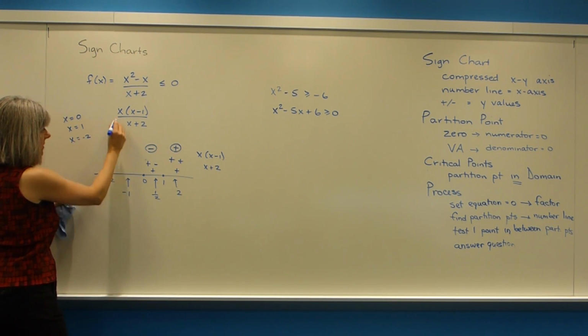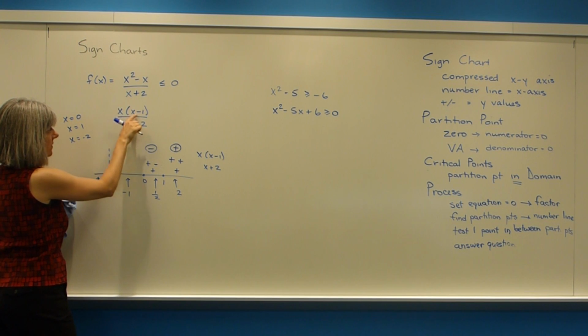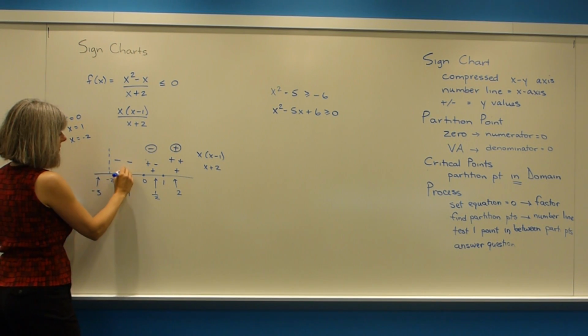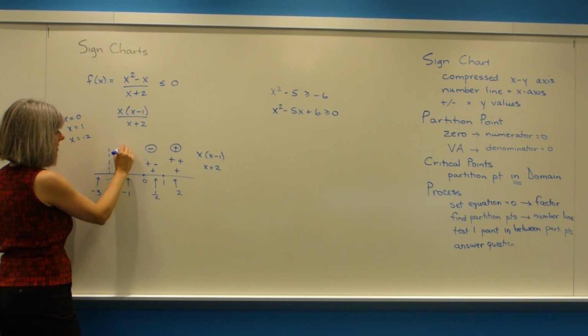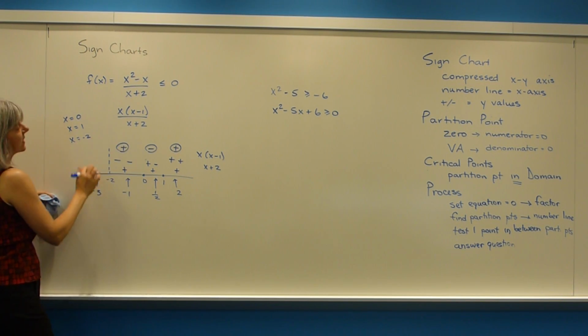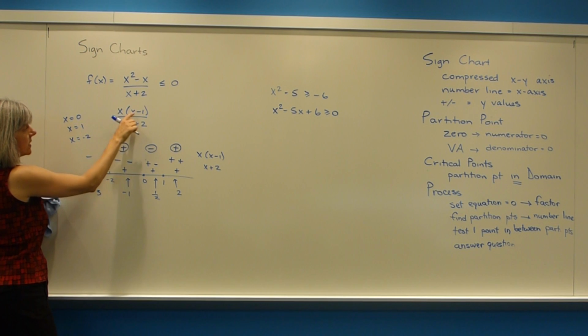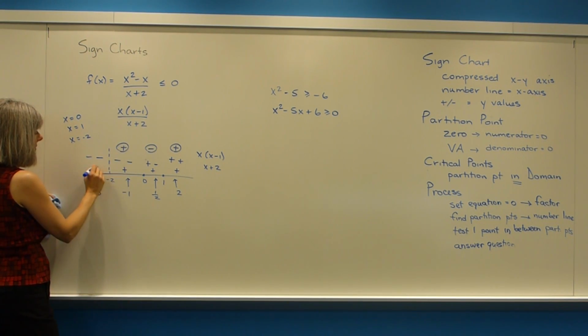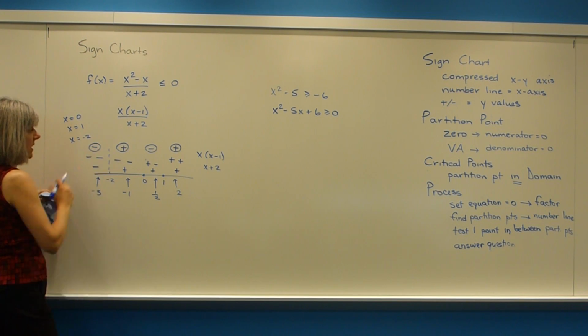Let's try -1. -1 would be negative. -1 minus 1, negative again. -1 plus 2, positive. 2 negatives and a positive. And then finally, -3. -3 minus 1 more, still negative. -3 plus 2, still negative. Odd number of negatives, negative.